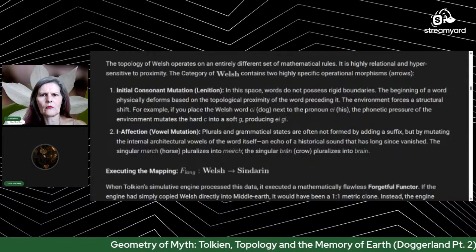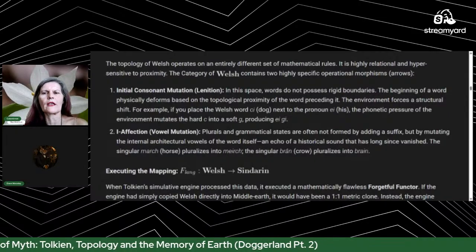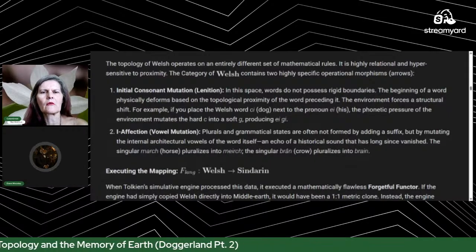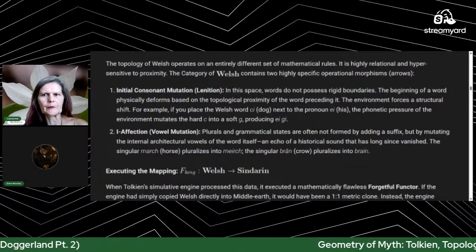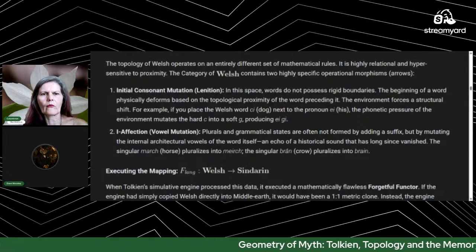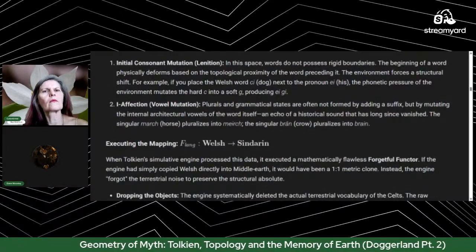pronouncing AG. Because it's more natural coming out that way versus EQ. Definitely, I could see how that would work. And then the second one is a second morphism, I affectation, vowel mutation.